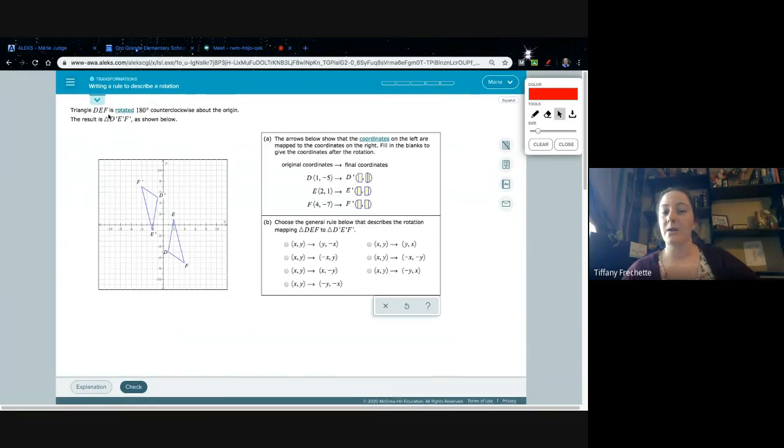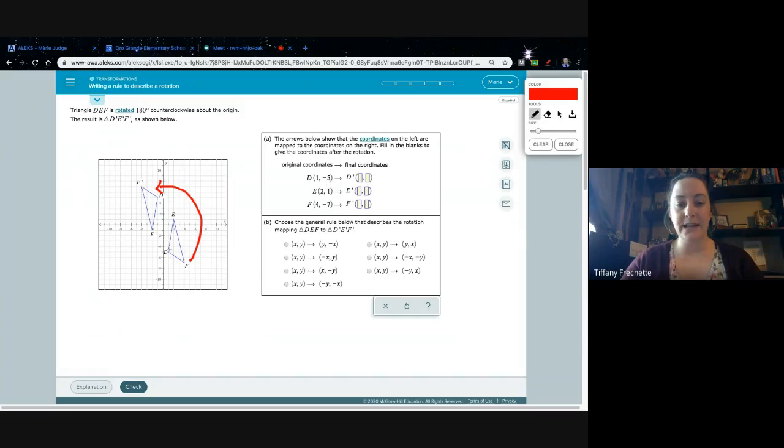Okay, so now we're rotating 180 degrees. It's a different rule than we just tried out. So let's see what we get on this one. So we have triangle DEF and triangle DEF prime. So it's still the same letters. We're just rotating it differently, and it's starting in a different position too. So we rotated it 180 degrees counterclockwise. So counterclockwise means that we're rotating it that way again.